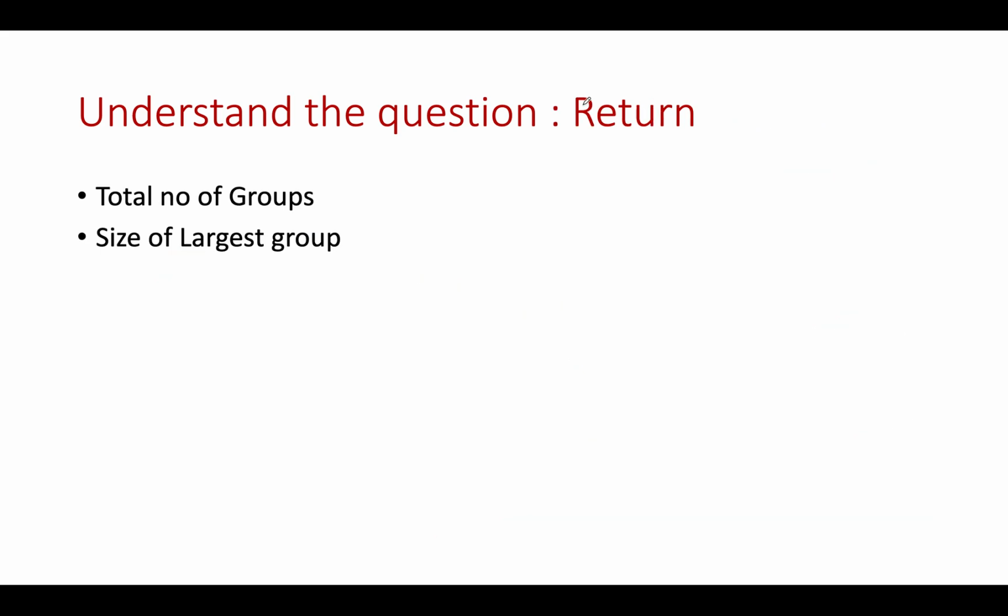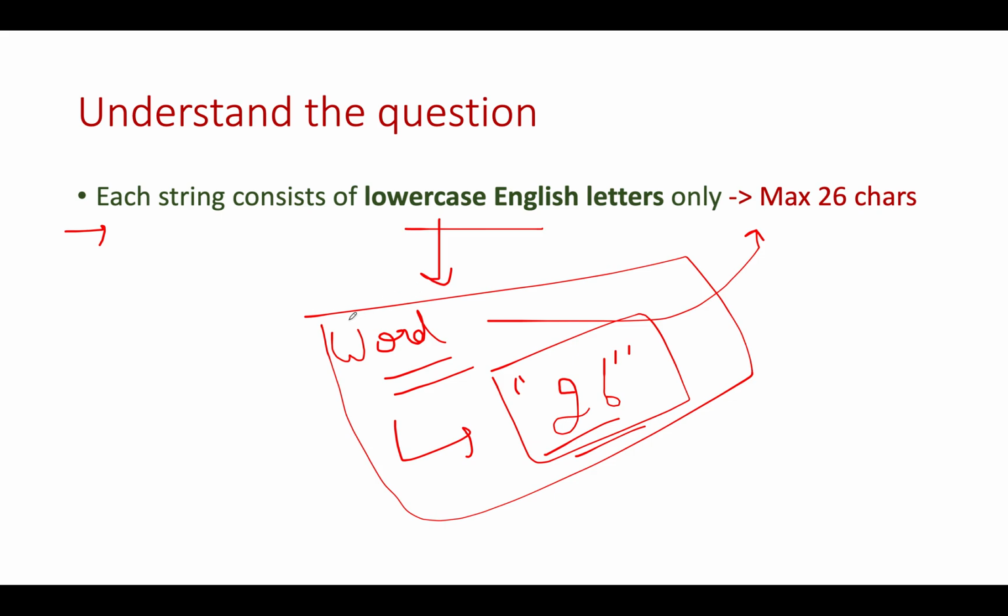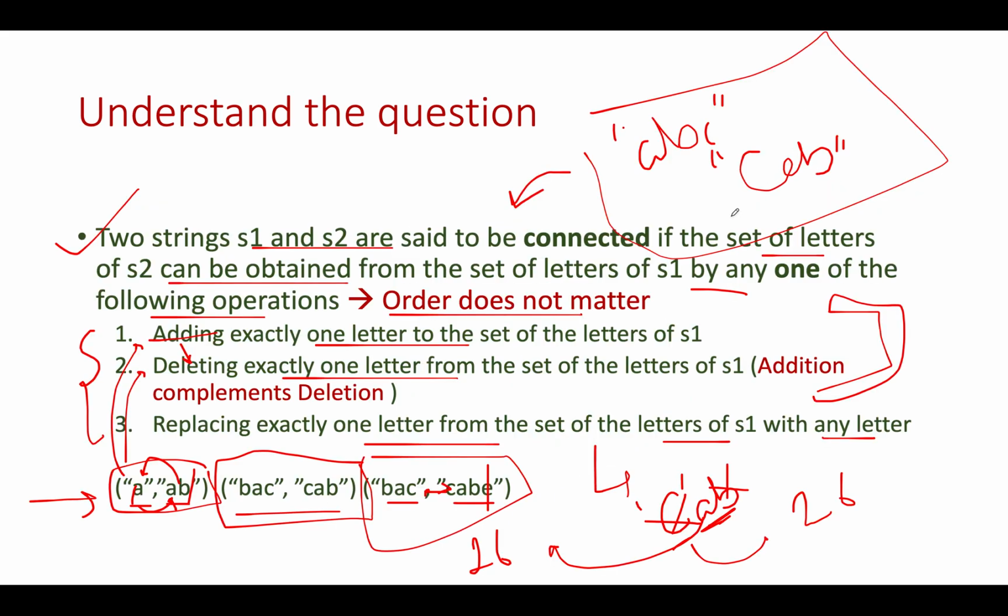Let's proceed ahead. The question asks us to return the total number of groups that would be formed and the size of the largest group, which is pretty simple and straightforward if you are using the union find technique. Now let's talk about the hints that we have taken and how we can use those hints to build our algorithm. The biggest one was each word will have at max 26 characters, and the order of the characters really doesn't matter. Both of these hints signify us to use the bit masking technique.